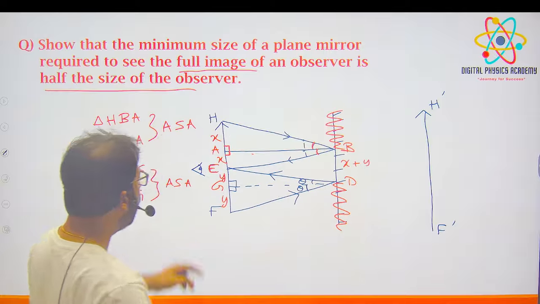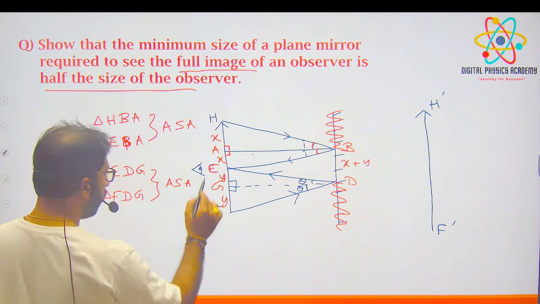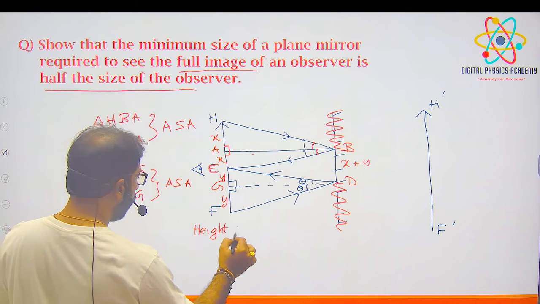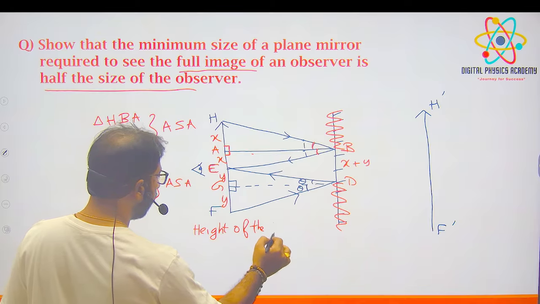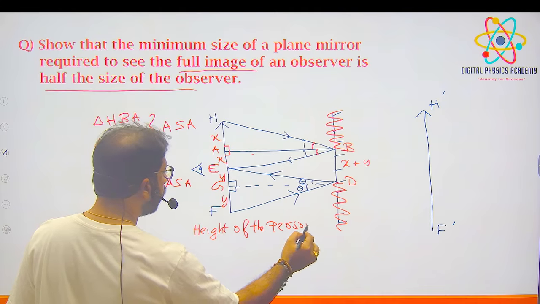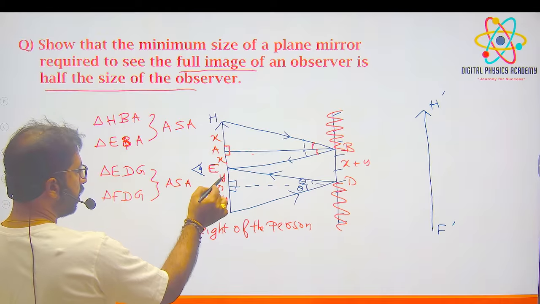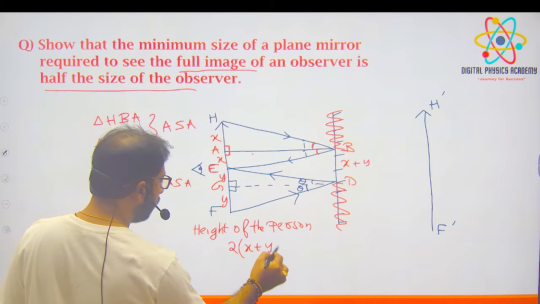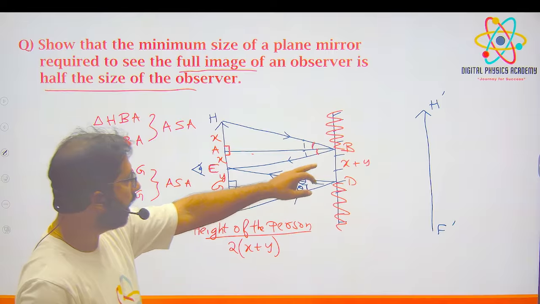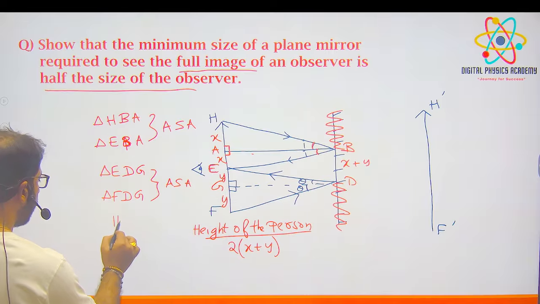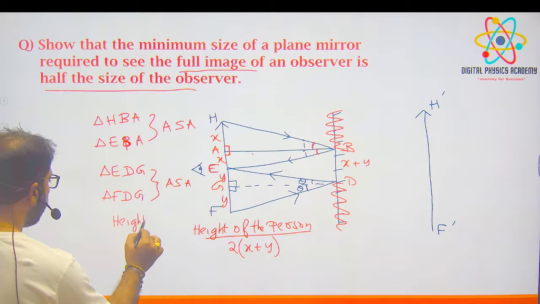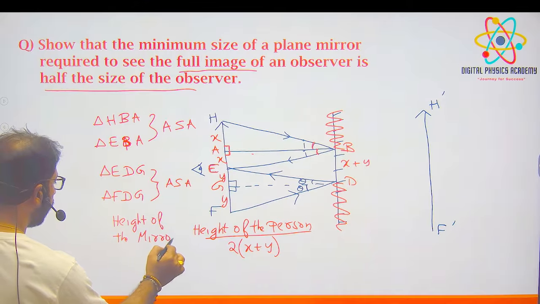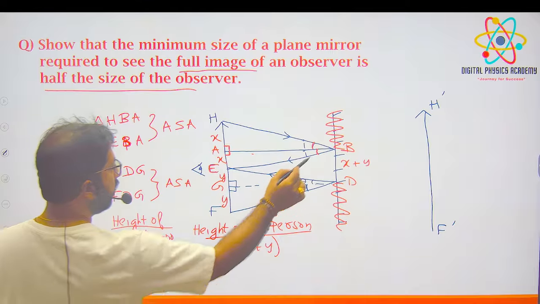Now if you see, what is the height of the person as per the diagram? Height of the person is how much? Totally x plus y plus y, that is 2 times of x plus y. This is the height of the person. And height of the mirror in the diagram is how much? It is x plus y.